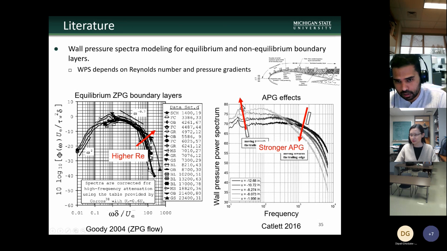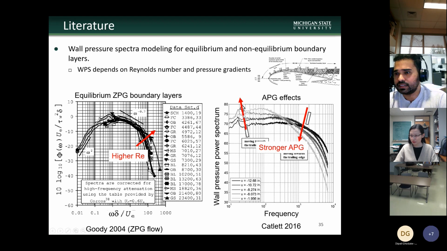And with increase in Reynolds number, it is found that the overlap frequency stretches, as well as the high frequency content increases. And this is mostly for equilibrium zero pressure gradient turbulent boundary layers.